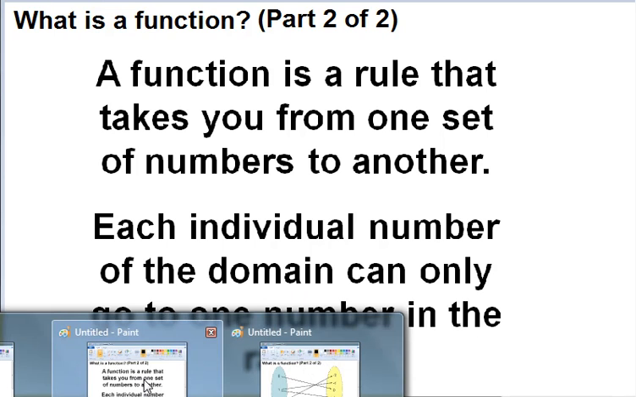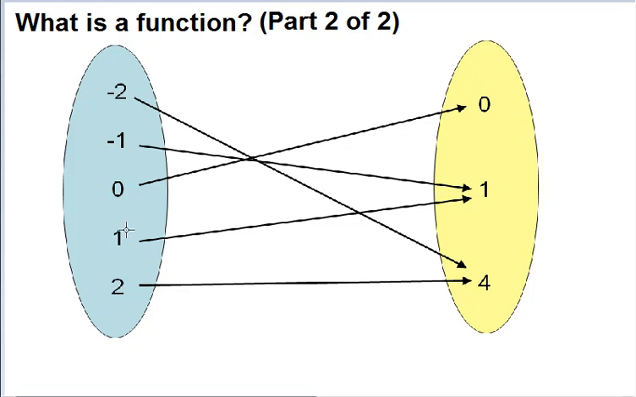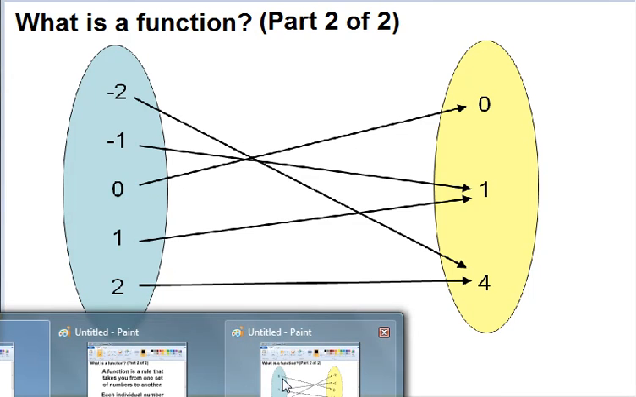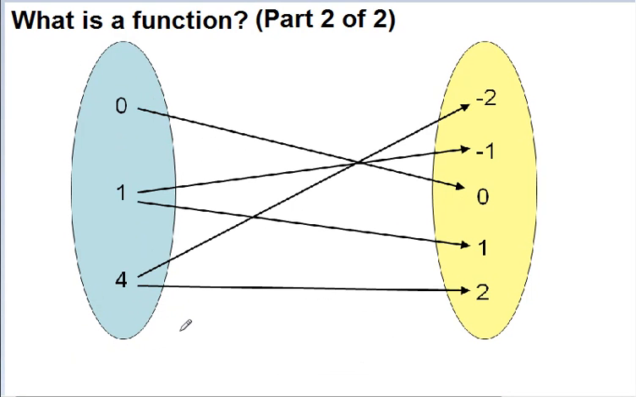If we look back at the last example, that's fine. Each individual number only goes to one number in the range. 1 goes to 1, -1 goes to 1. Let's look at an example where we have something that doesn't work in that way. So here I've got a mapping diagram, and you can see that an individual number in the domain goes to two numbers in the range. 4 goes to -2 and 2.